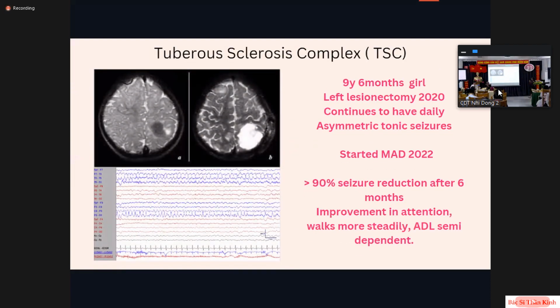So this is a case illustration, a girl 9 years, 6 months with tuberous sclerosis complex. We talk about how the diet is very useful in tuberous sclerosis complex. She was worked up for epilepsy surgery when she was much younger. And the EEG and MR was concordant to the left parietal occipital region. And she underwent a lesionectomy in 2020, but there was no difference in her seizure outcome.